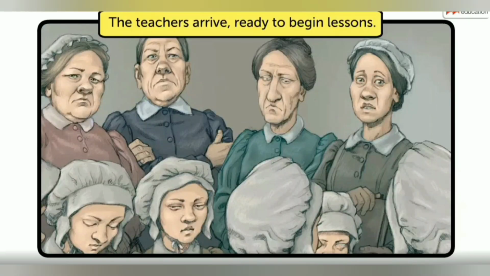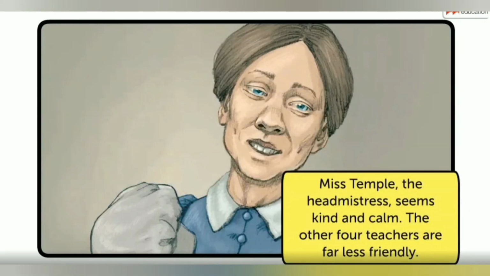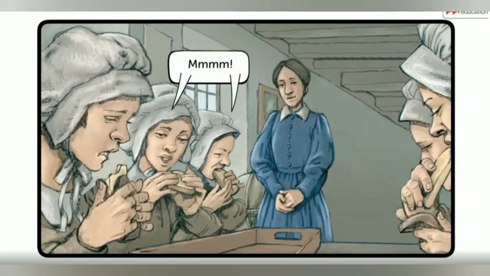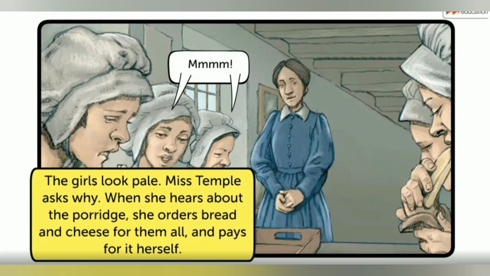The teachers arrive, ready to begin lessons. Miss Temple, the headmistress, seems kind and calm. The other four teachers are far less friendly. The girls look pale. Miss Temple asks why. When she hears about the porridge, she orders bread and cheese for them all, and pays for it herself.